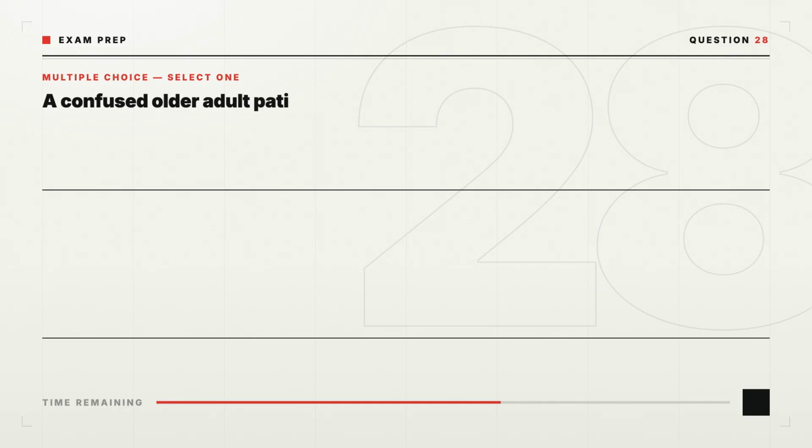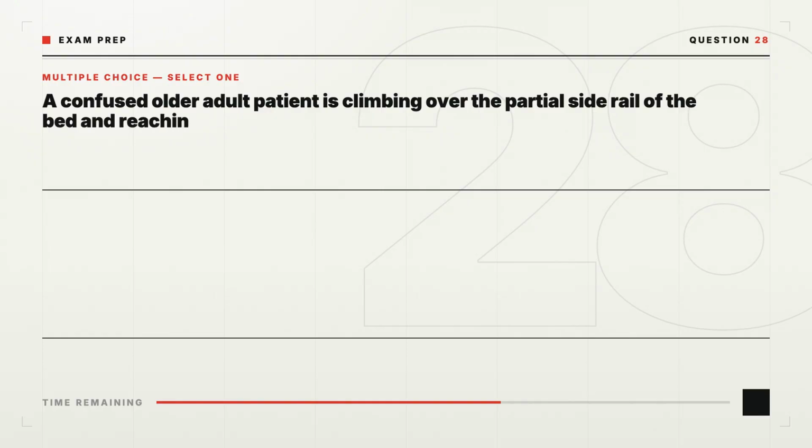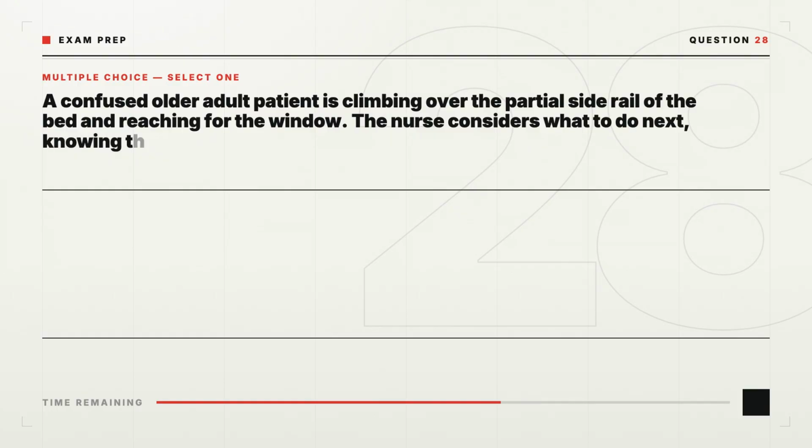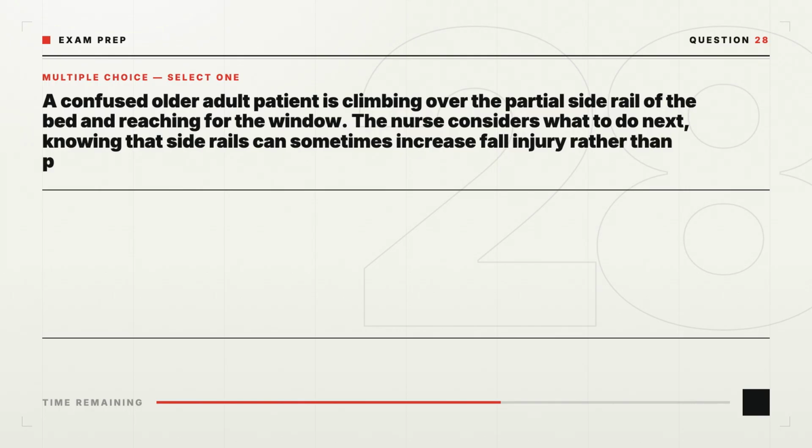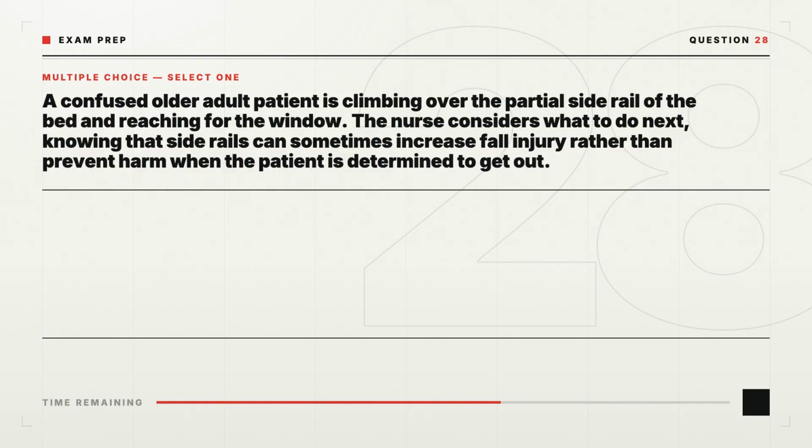Question 28. A confused older adult patient is climbing over the partial side rail of the bed and reaching for the window. The nurse considers what to do next, knowing that side rails can sometimes increase fall injury rather than prevent harm when the patient is determined to get out. Your options are A.